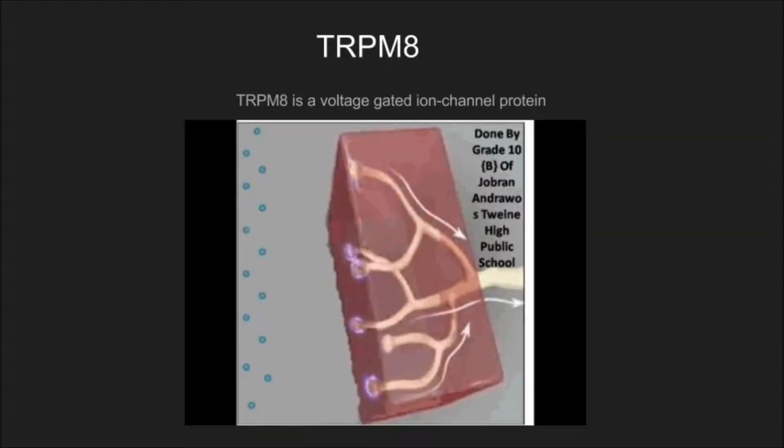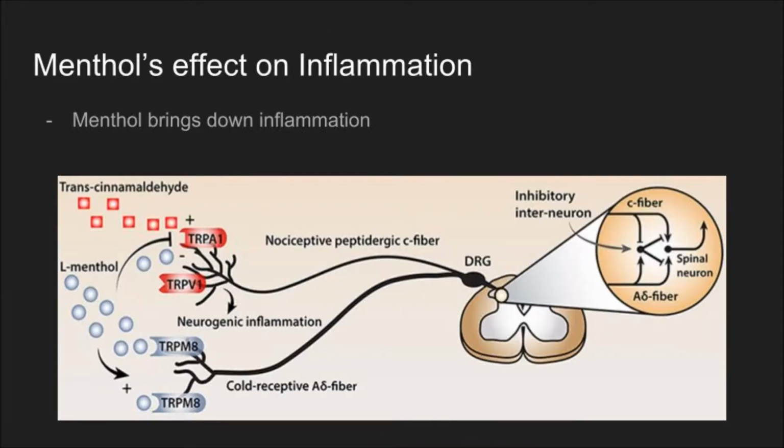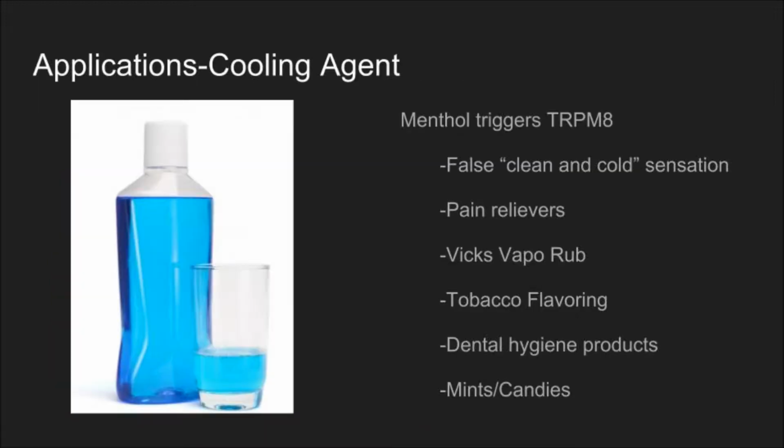TRPM8 is a voltage-gated ion channel protein which allows the entry of calcium ion. Menthol is also known to take away the bad effects on inflammation. Inflammation means to ignite or to be on fire. Applying menthol on the inflamed wound gives a sensation of cooling by activating the TRPM8 without any actual fall in temperature, thus bringing down the inflammation.